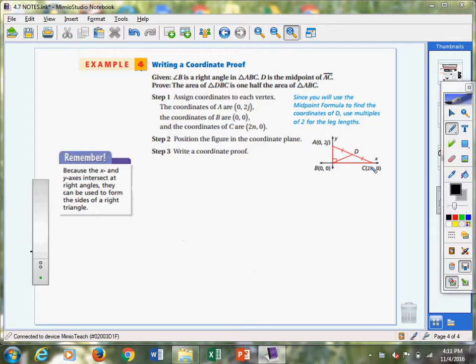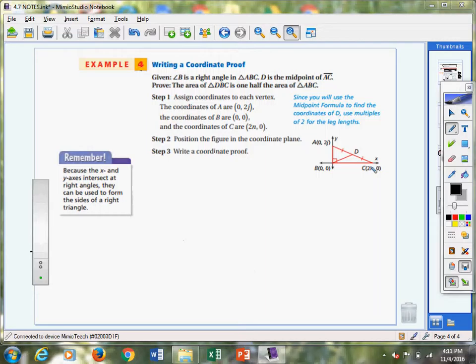So here's our situation. Given angle B is a right angle in triangle ABC. So we already know we have a right triangle called ABC. D is the midpoint of AC. And we're to prove that the area of triangle DBC is 1/2 the area of triangle ABC.